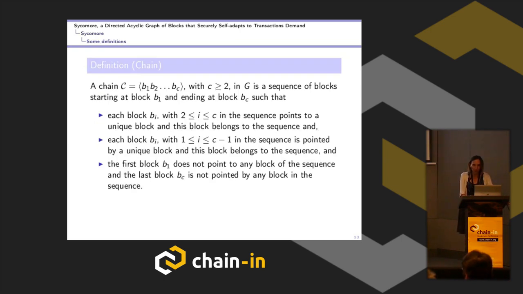Okay, I will give you two very easy definitions, but they are important for the following of the presentation. So a chain B1, B2, ..., BC is a sequence of blocks starting from a block B1 and ending at block BC, such that each block of the sequence points to a block, and this block belongs to the sequence. Each block in the sequence is pointed to by a block, and this block belongs to the sequence. And the first one doesn't point to any block in the sequence, and the last block is pointed to by a block which doesn't belong to the sequence. So this is a chain.